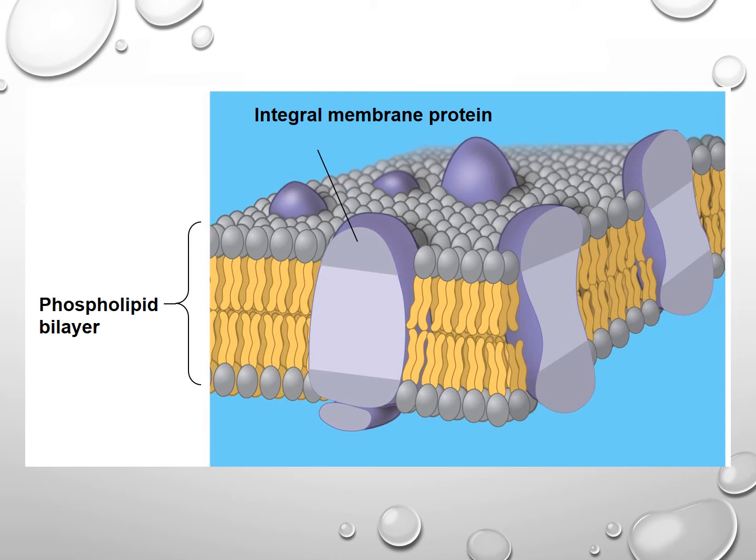Let's recall what our cell membranes actually are made out of. Our cell membranes are a phospholipid bilayer, which are made out of phospholipids, which have a very hydrophobic fatty acid interior, and then a hydrophilic polar phosphate-containing head.